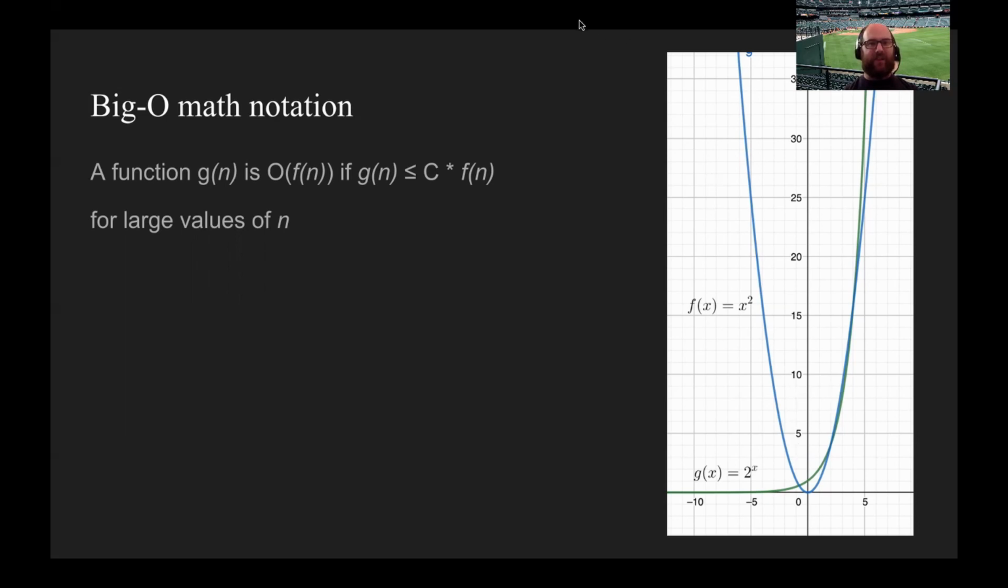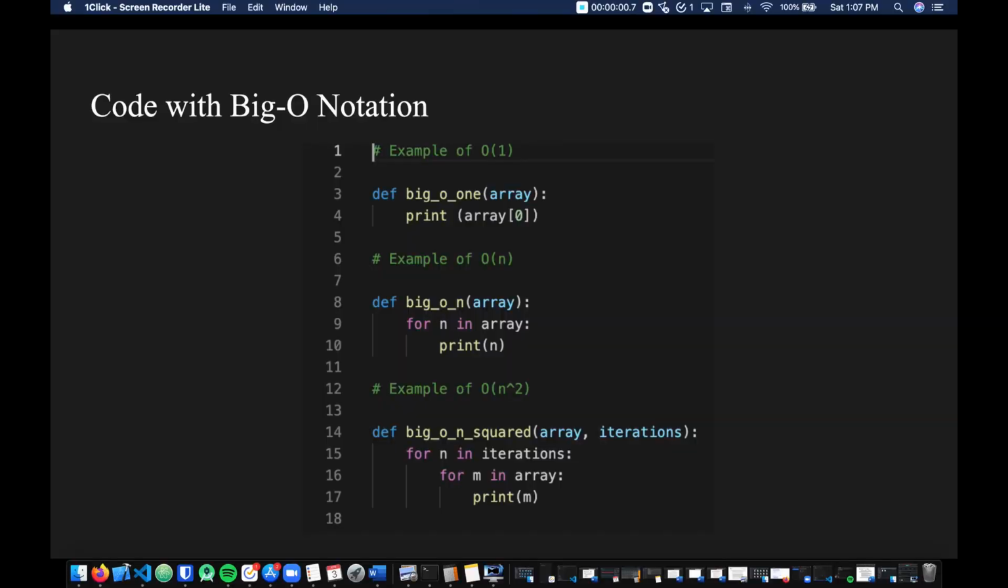In the next part, CJ will go through a couple of different algorithms and explain the Big O notation for that. So our first example here is constant time. Now, although the array can vary, the output is constant. It is the first element in the array.